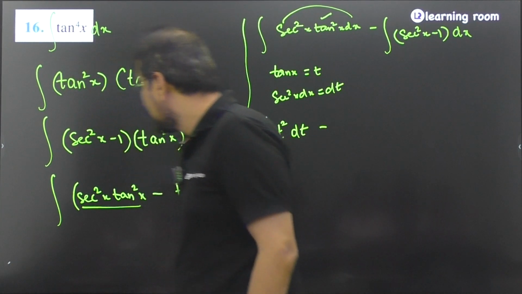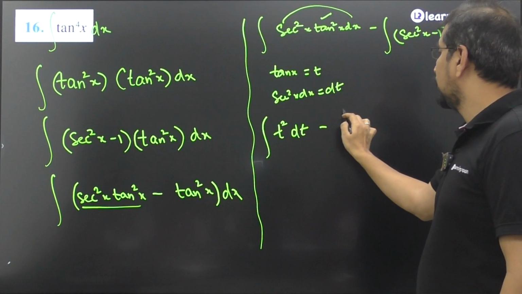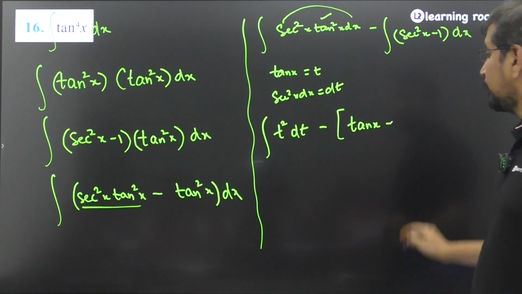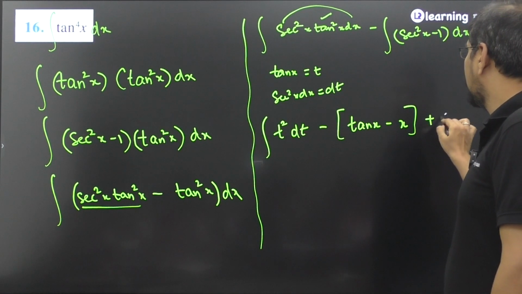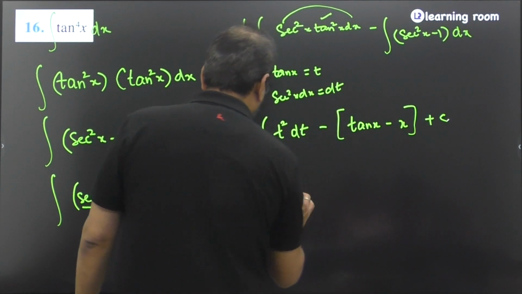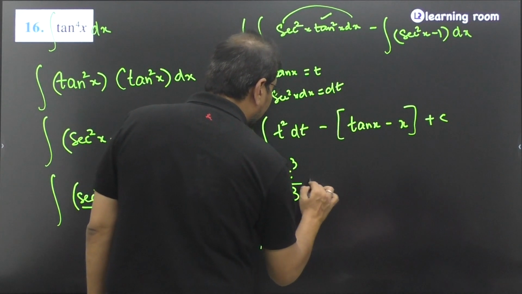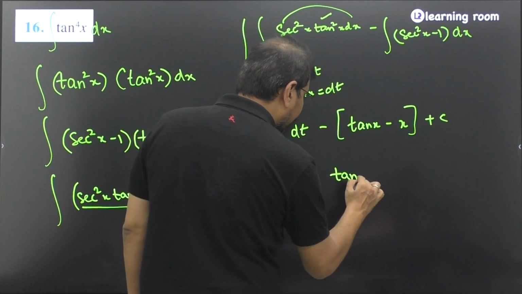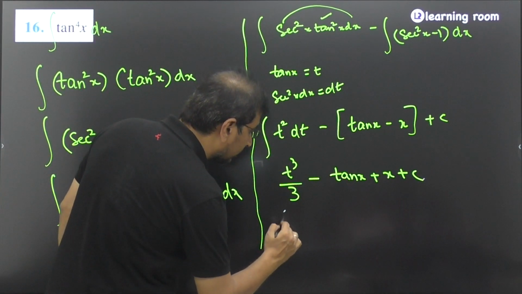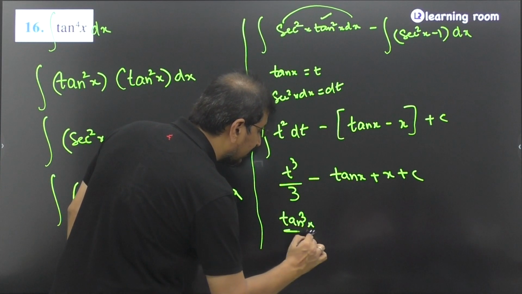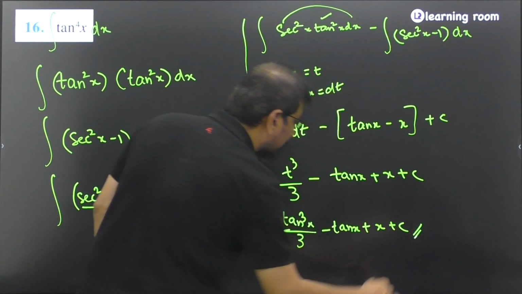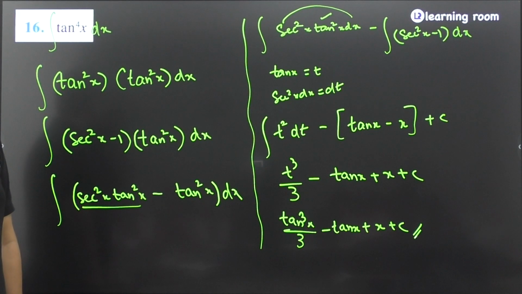So what is the integral of secant square x? Tan x, minus, what is the integral of 1? x plus c. So this one alone, we can write it as t cube divided by 3 minus tan x plus c. So what is t? Tan x. So it is going to be tan cube x divided by 3 minus tan x plus c. So this will be the answer.